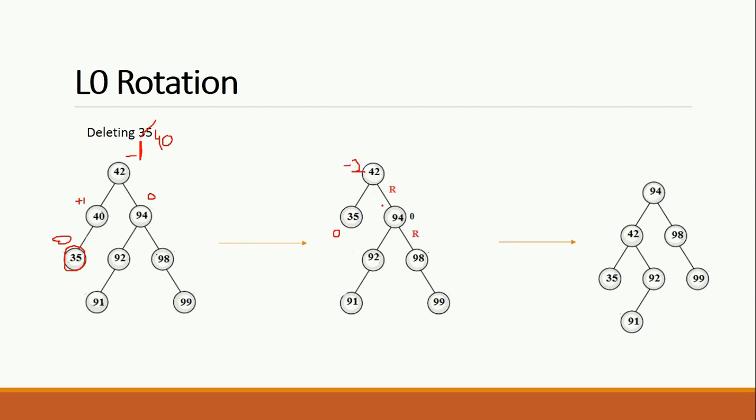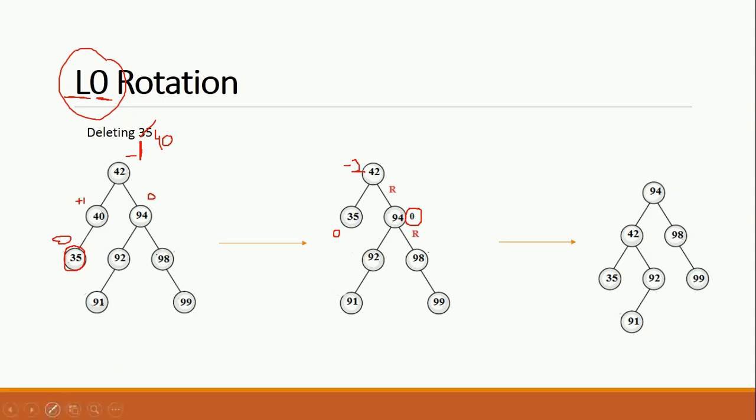Find the balance factor of the right descendant, the immediate right child. What is the balance factor? It is 0. This means you have done the deletion in the left, so that is L. What is the balance factor? 0, so L0. In this way the rotations come, that is the L0 rotation.